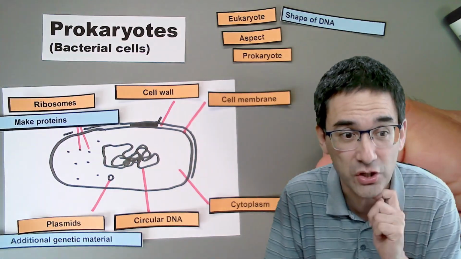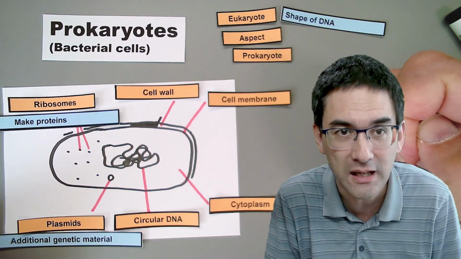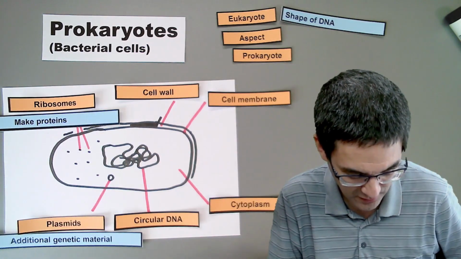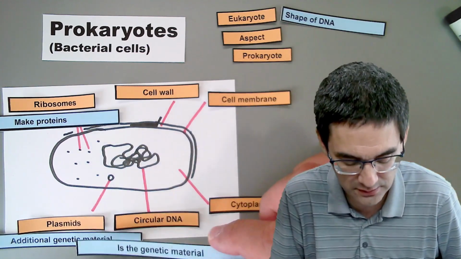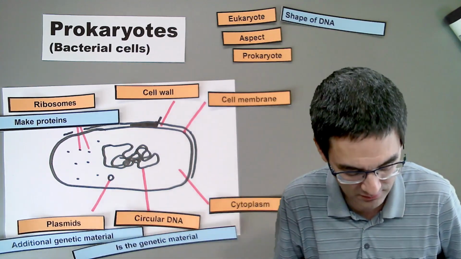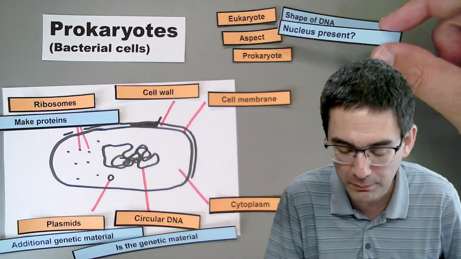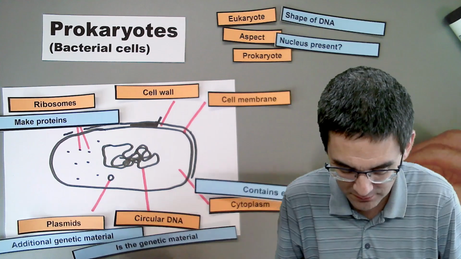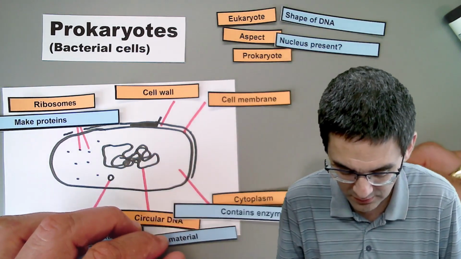I think what I would suggest is that you don't add the text now to the drawing, but that you make a separate table. You write down ribosomes and next to it you write down they make proteins. Okay, this is the genetic material. That is the DNA. Okay, look, that's a little bit chaos. Nucleus present. No, that's again for the comparison. Okay. Contains enzymes. That is the cytoplasm. The cytoplasm contains enzymes. Here we go.